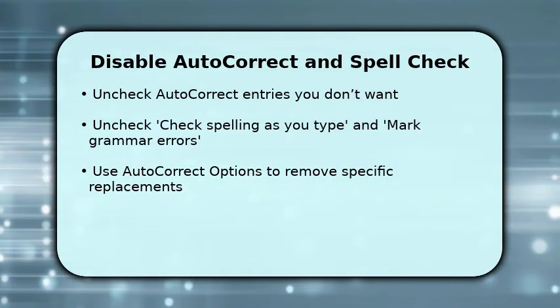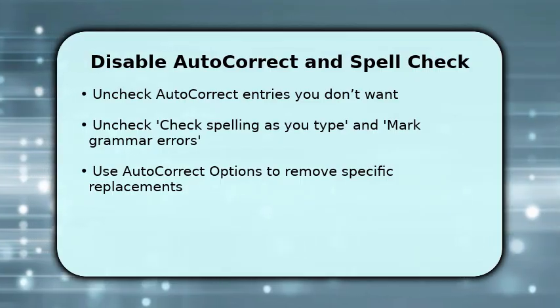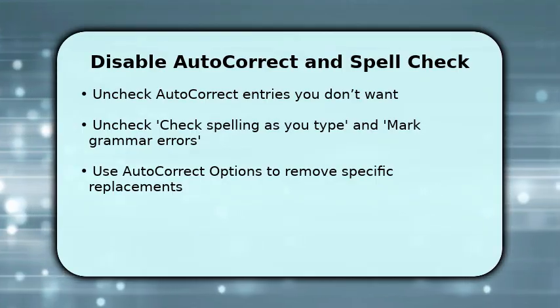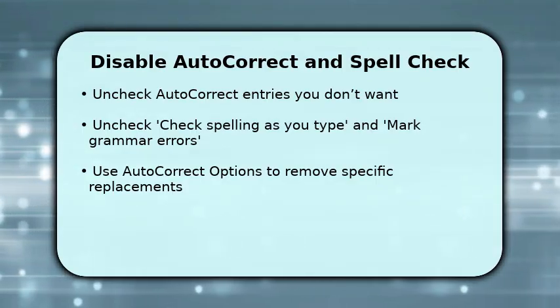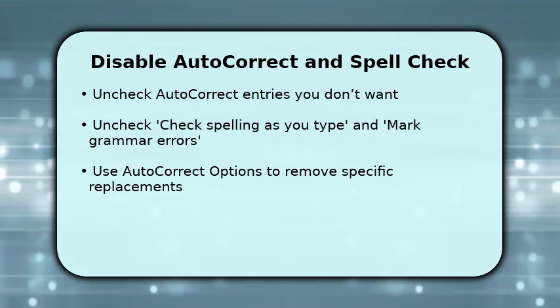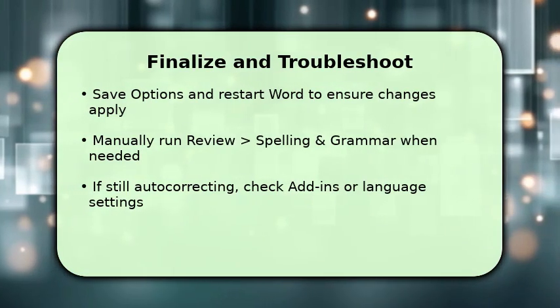This disables both silent corrections and live highlighting, giving you full manual control. Make sure to review Auto-Correct entries for specific terms you frequently use. Finish by clicking OK and then restart Word to ensure settings take effect across documents.